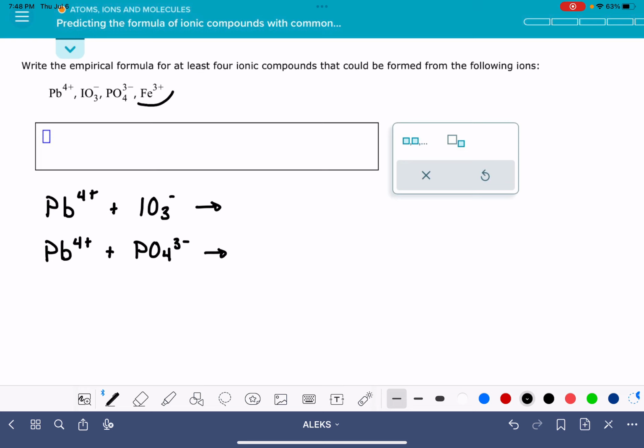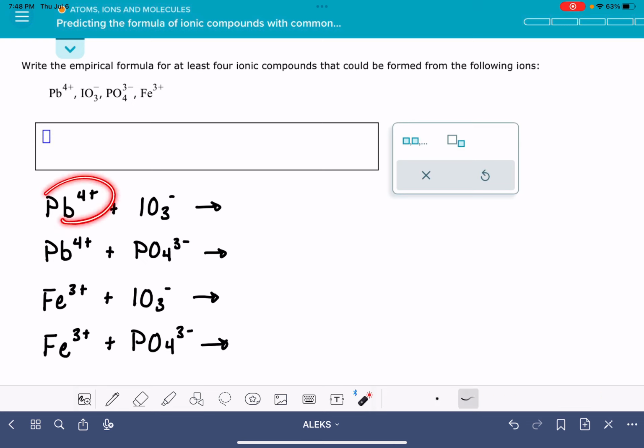The other 2 ionic compounds are going to come from the Fe3+ cation, combining with each one of those anions. I do at this point want to remind you that conventionally when we're writing the formulas of ionic compounds, we always write the cation first and the anion second, the positively charged ion first and the negatively charged ion second. When we are combining ions, we want to do so in a way that the positive charges balance out the negative charges. So if we have a 4+ ion like we do in this case, we're going to need a total of -4 coming from all of our anions.